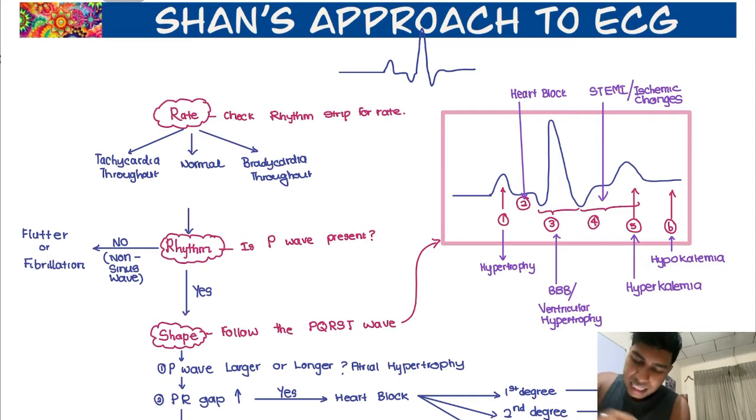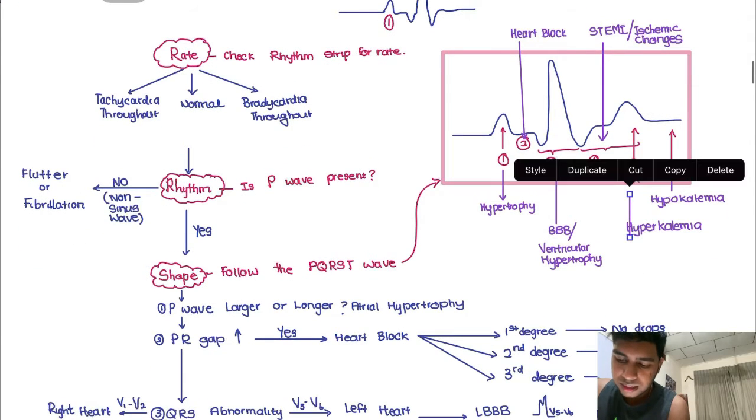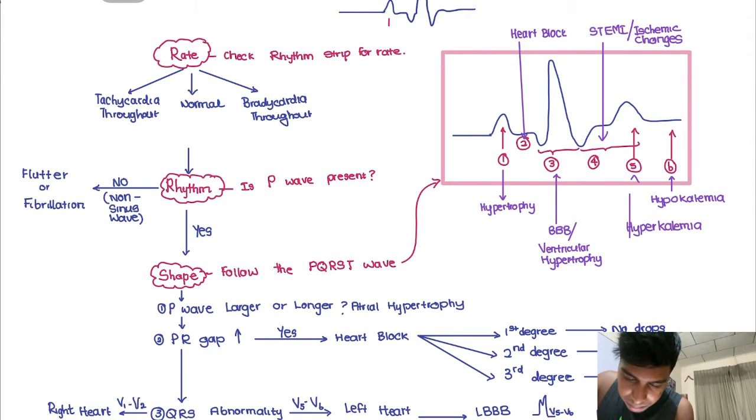So if there is any change, let's say this wave, the P wave, is enlarged or has a hump appearance, it is due to an atrial problem. Usually it's due to hypertrophy. Okay? Next, you look at this gap.